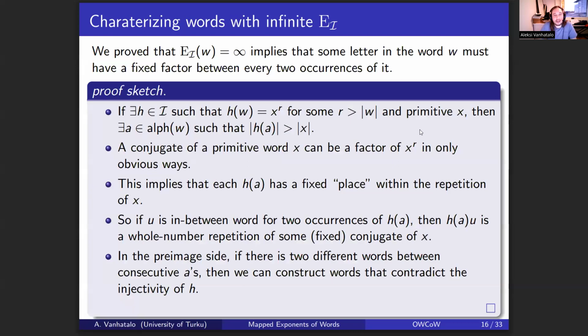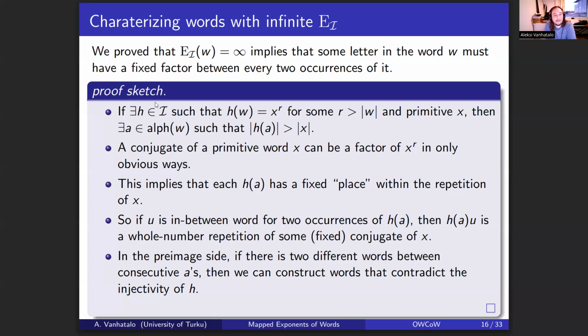So if we try to characterize these words, first of all, we were able to prove that if a word has infinite mapped fractional exponent, this implies that some letter in the word must have a fixed factor between every two occurrences of it. I have a figure of the situation in the next slide, but let me just go through this proof sketch first, so the picture has a little bit more meaning behind it.